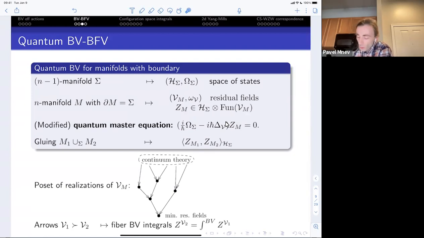So in fact, this whole formalism is a mixture of the idea of effective BV action and Segal's idea of the answer for a bulk manifold as being a vector in the space of states attached to the boundary. And gluing of two bulk manifolds over some interface corresponds to evaluating a pairing inside the space of states for the interface. One remark here is that the space of residual fields can be chosen in a variety of ways.